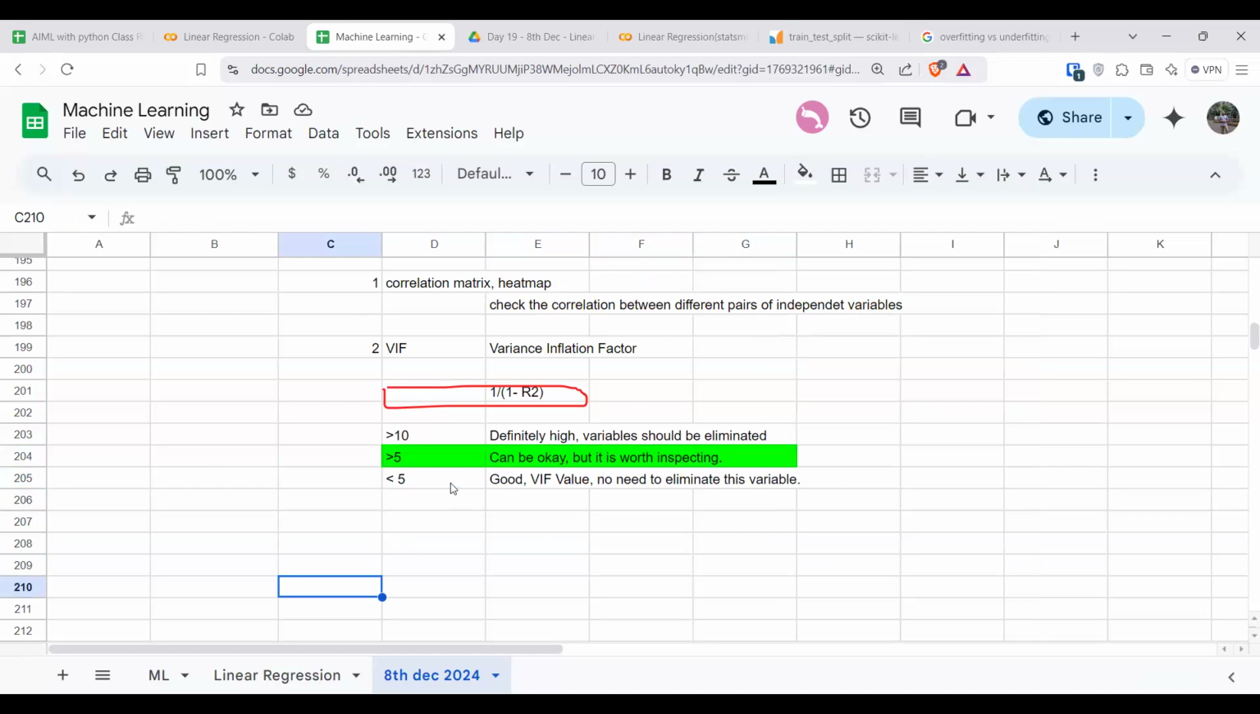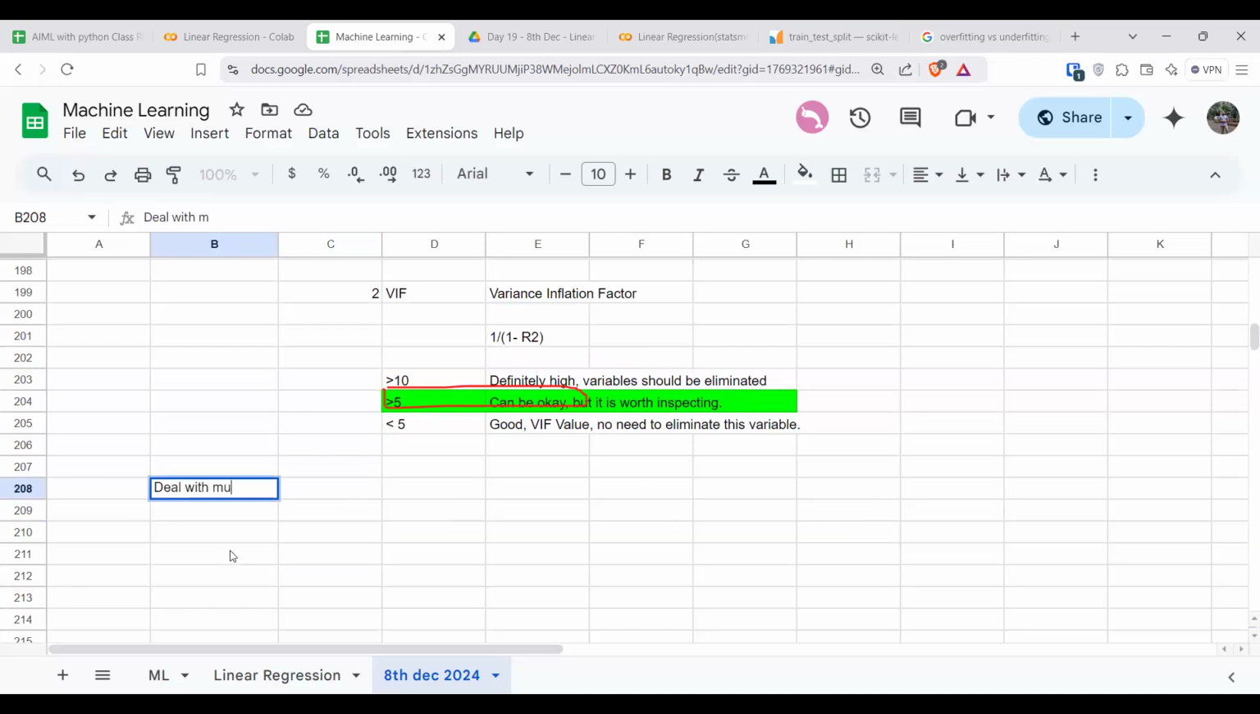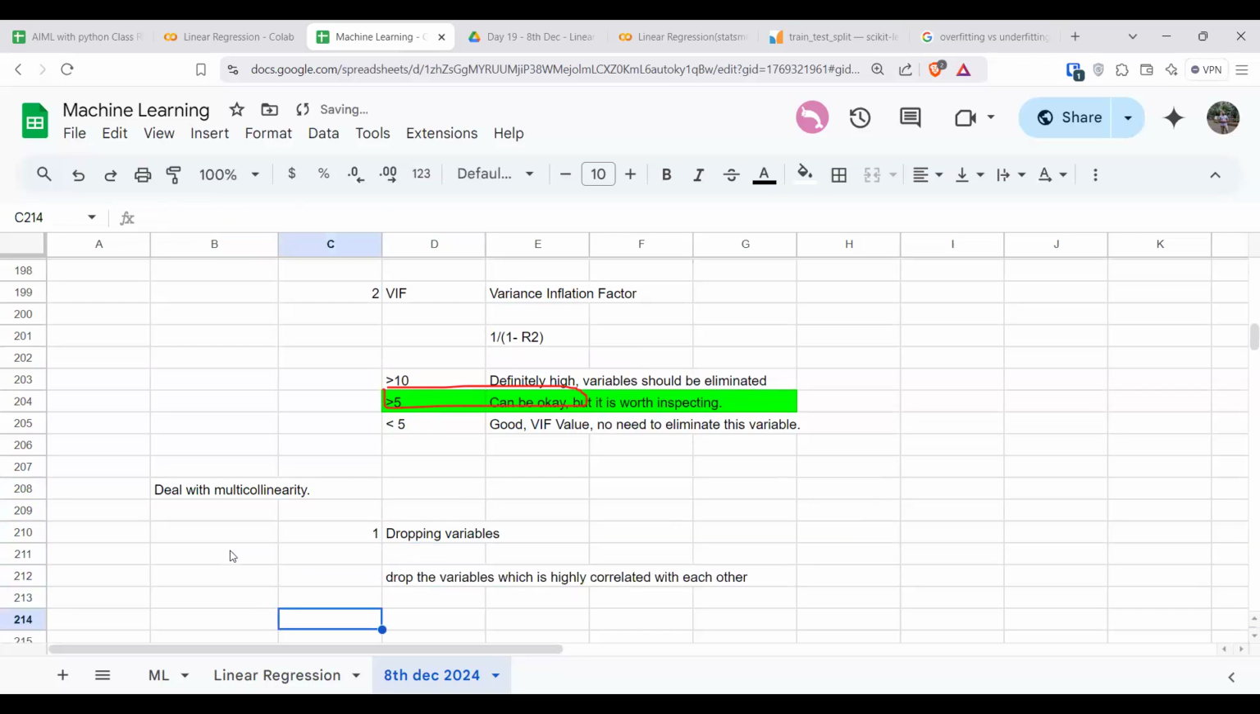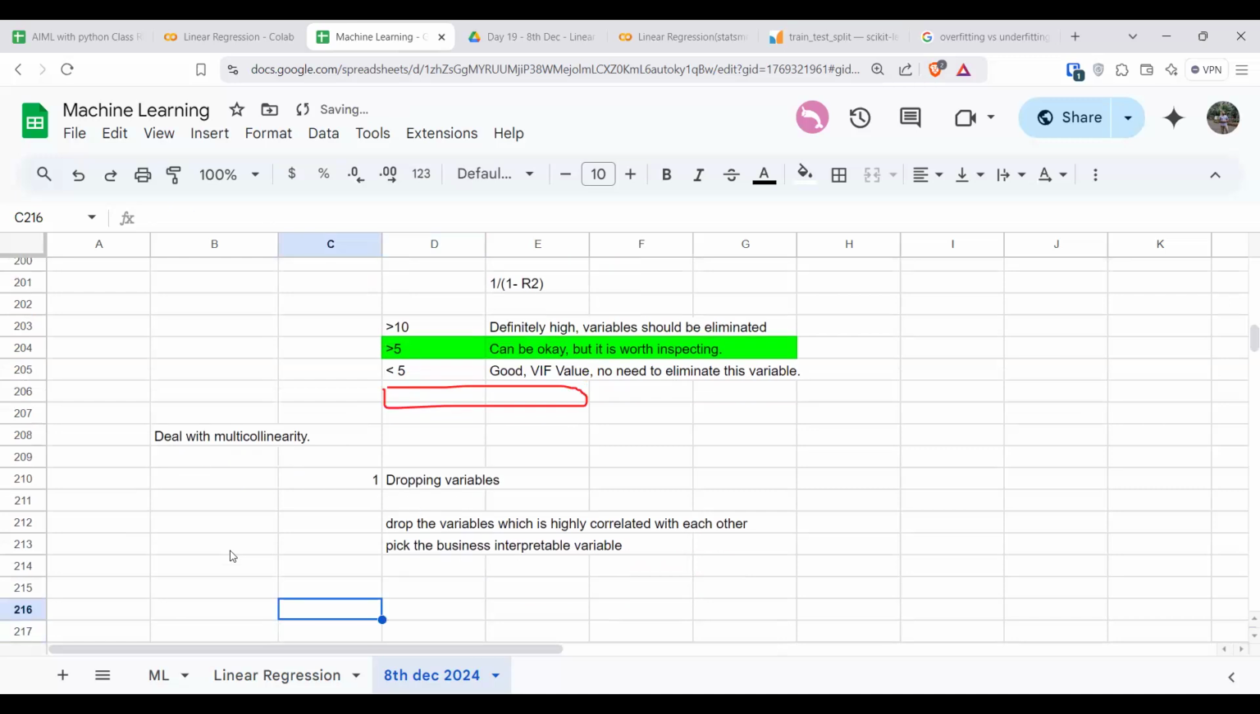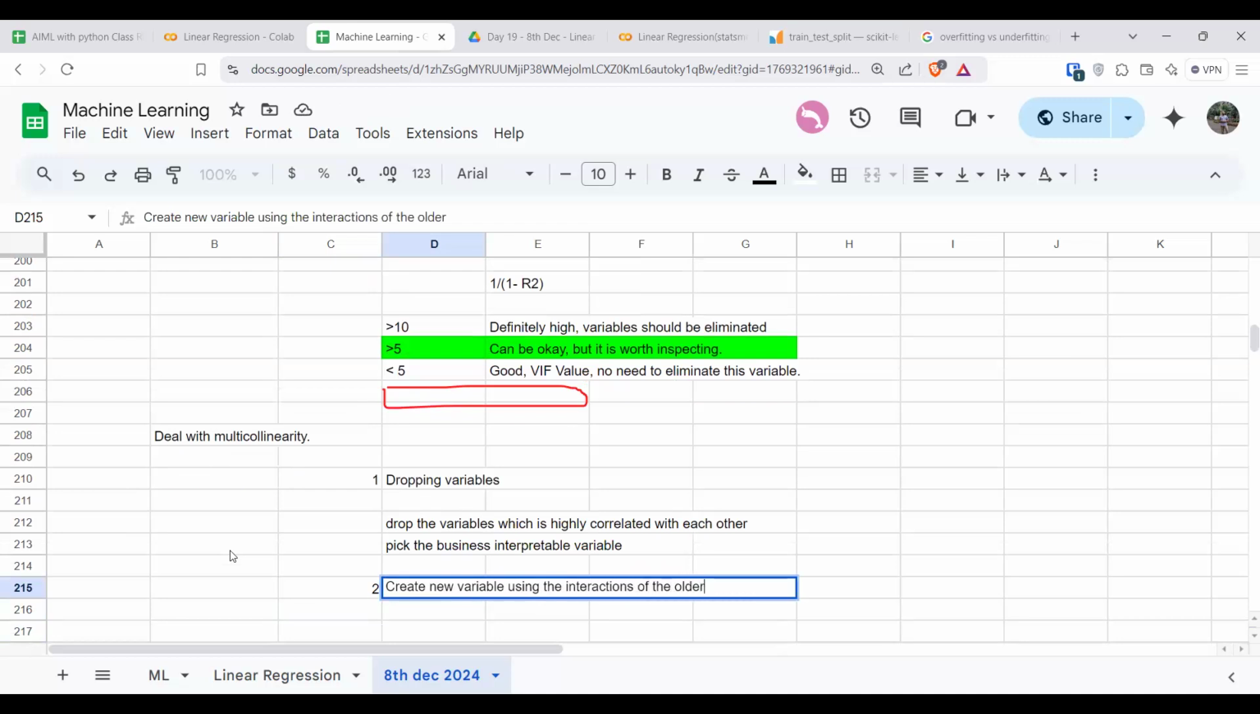And once you have detected the multicollinearity present in the data, you have to deal with that. There are several ways to deal with multicollinearity. First way is you can directly drop variables, the variables which are highly correlated with each other, and you can pick the business interpretable variable. Second is creating a new variable using the interactions of the older variables.